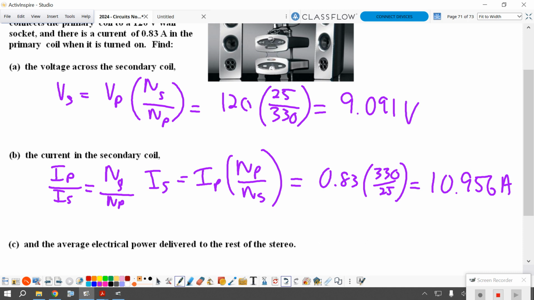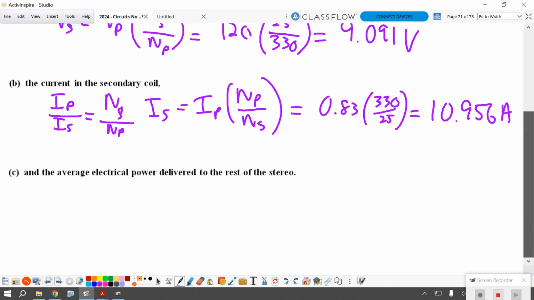So we can see this. We've taken our 120 volts and we've now reduced that to a little more than 9 volts. But look at our current. We went through less than 1 amp, and now we've stepped that up to almost 11 amps. So definitely seeing that transformation.